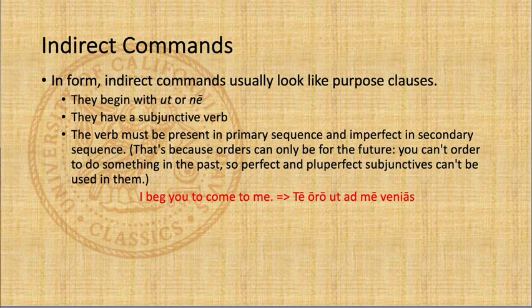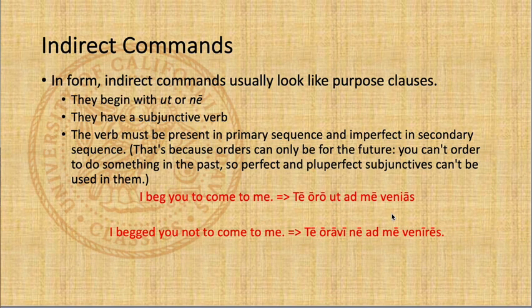Here's an example. I beg you to come to me. Te oro, in Latin, I beg you, ut ad me venias, that you come to me. So I beg you that you come to me. And that's how Latin says, I beg you to come to me. It uses an ut clause here with the subjunctive.